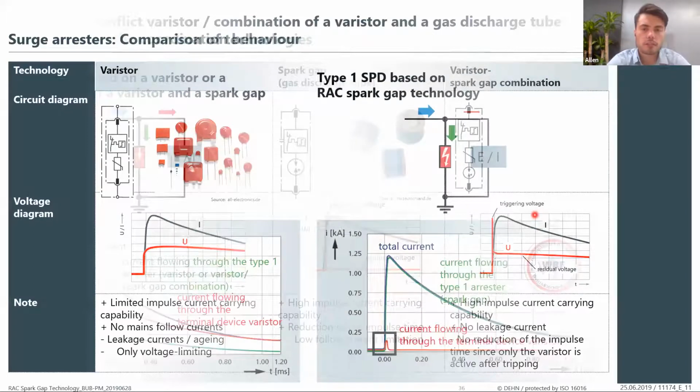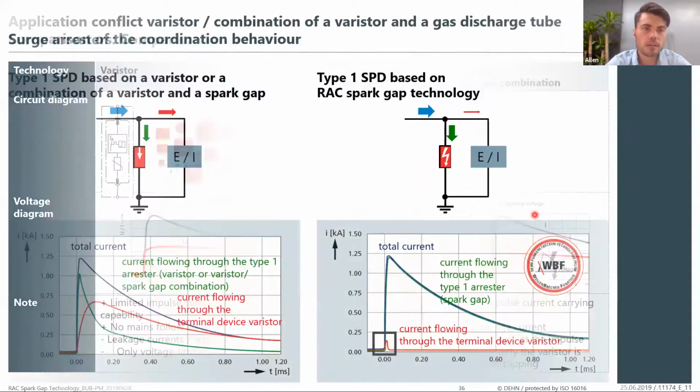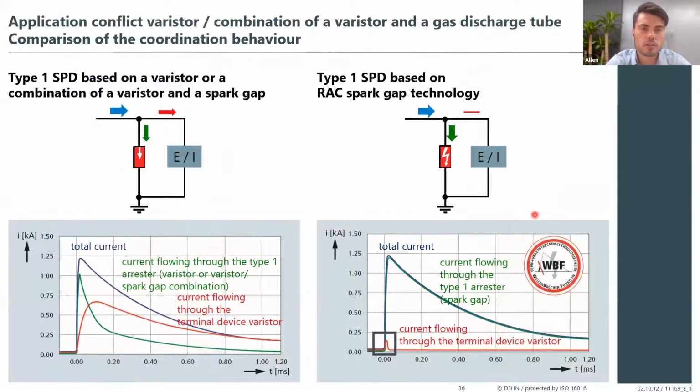This is a test we have done in one of our laboratories in Germany. There is a comparison between coordination of the different types of components in surge protection devices. So first of all, there was only a type 1 SPD based on a varistor and a spark gap. They injected the electrical circuit with a total of 1.25 kiloamps.